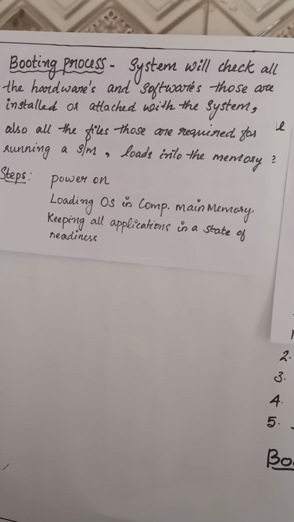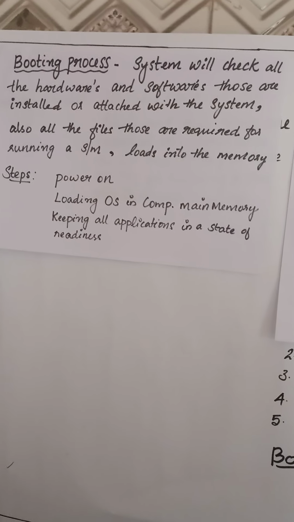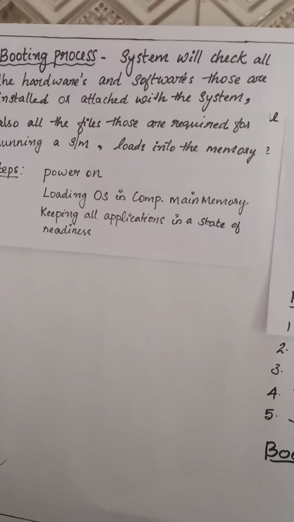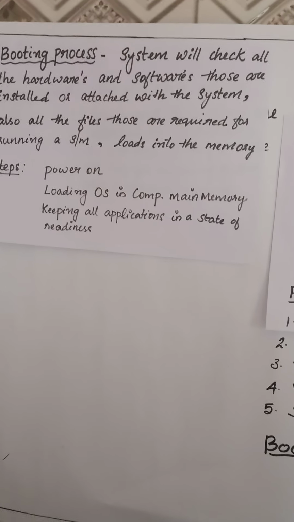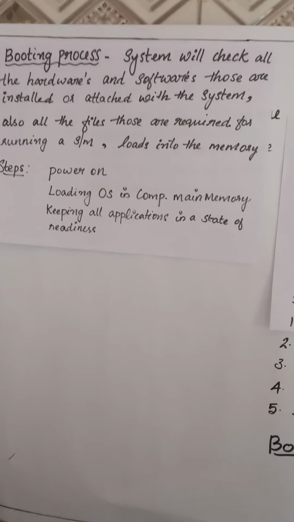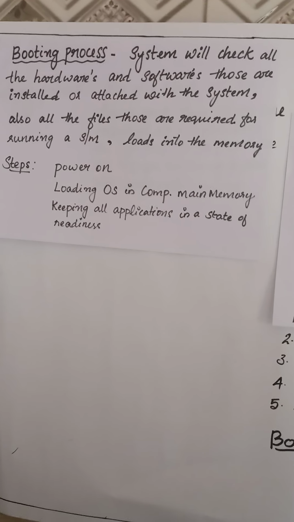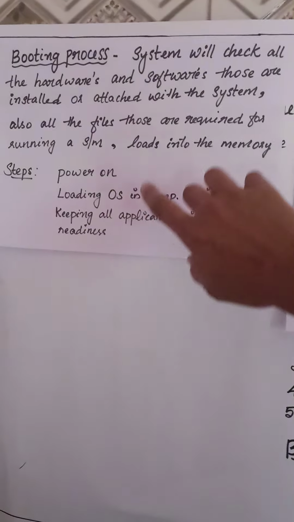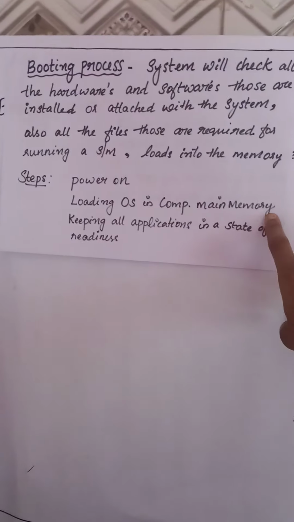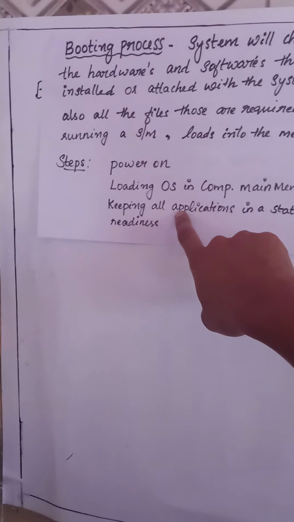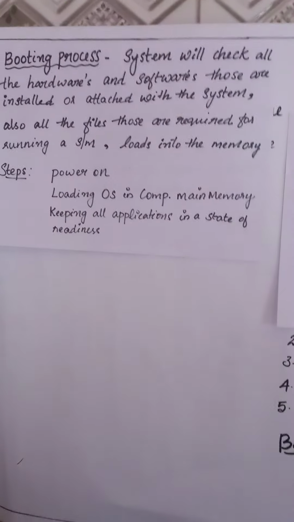This is the exact process of booting. The system will check all the hardware and all the software that are installed or connected with the system. It also checks all the files that are required for running a system, and it will load them into the memory. These are the steps that happen. First, power on; second, they load the OS into the computer's main memory; and the third one is to keep all the applications in a state of readiness.